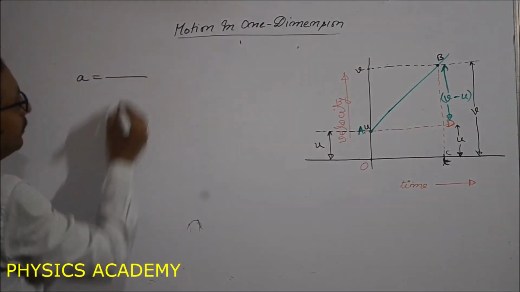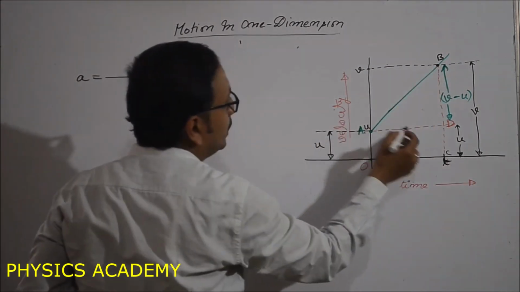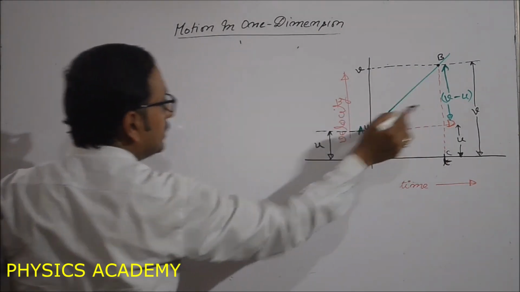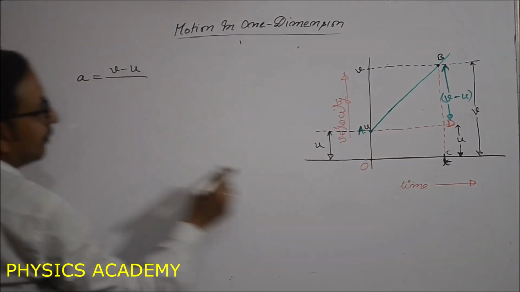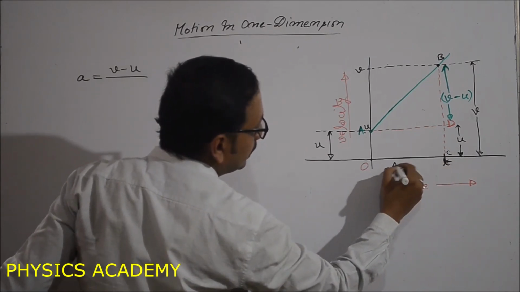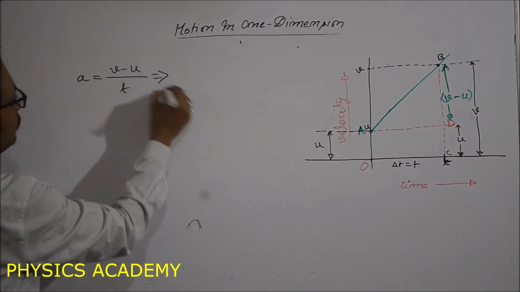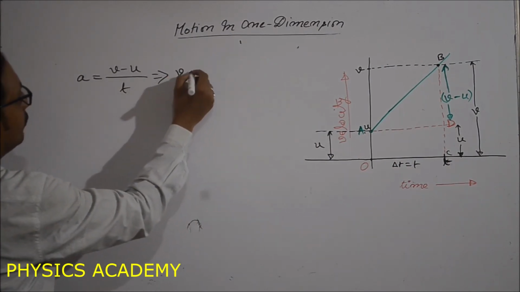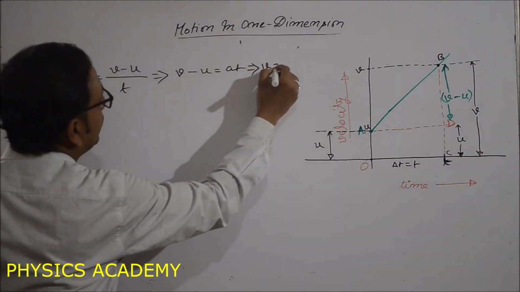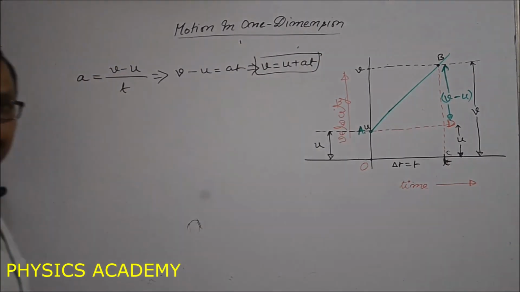So the acceleration is the slope. The slope is del y over del x. Del y is the difference on the y axis, that is v minus u, and del x is t. So from here also we got the same equation, v minus u equals at, which gives v equals u plus at. So you got the equation from the graph as well.